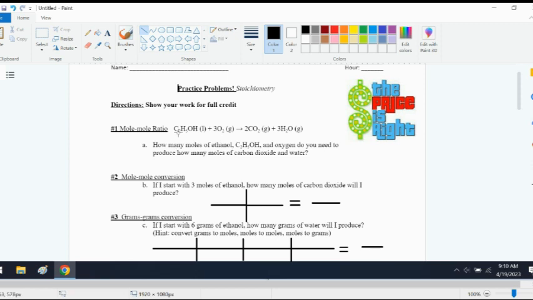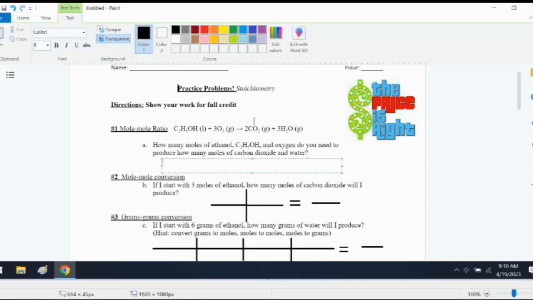So you have four different chemicals here. This is ethanol. And I know that because it says it is right over here in letter A. This is oxygen, carbon dioxide, and water. So to do letter A and all the other letter A's that are just like it, all you really need to do is tell me how many moles are for each chemical in here. So I'm going to say 1 mole of the ethanol.